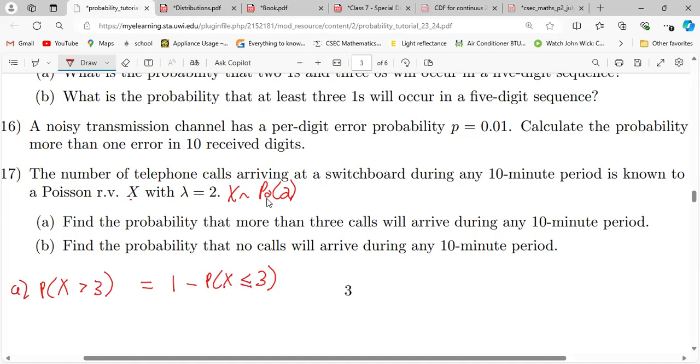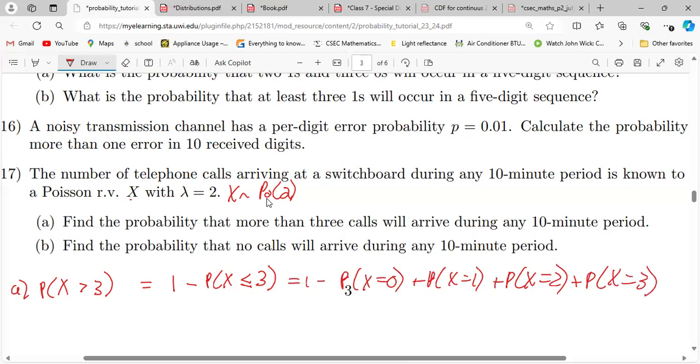Just be careful with these inequality signs, because they're kind of tricky. When they say more than, it starts after the number. If they say less than, it starts one less. If they say equal to, it includes the number they write in the bracket. So just be careful with that. So 1 minus everything up to 3 gives you more than 3. So we could do something like this: 1 minus the probability X equals 0, plus the probability X equals 1, plus the probability X equals 2, plus the probability X equals 3.